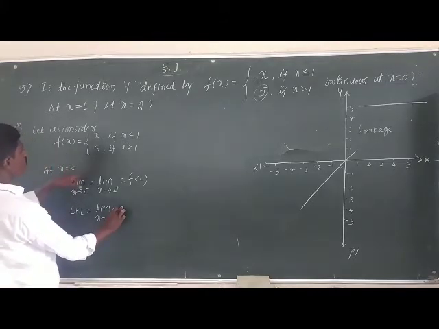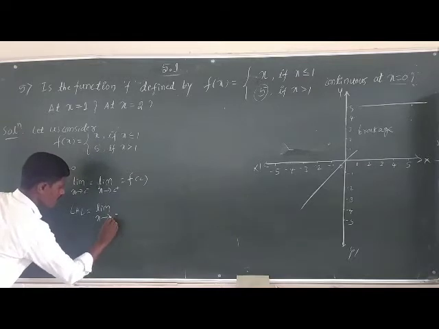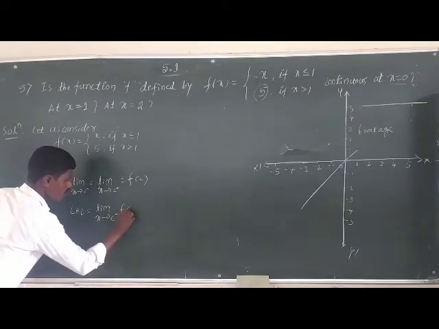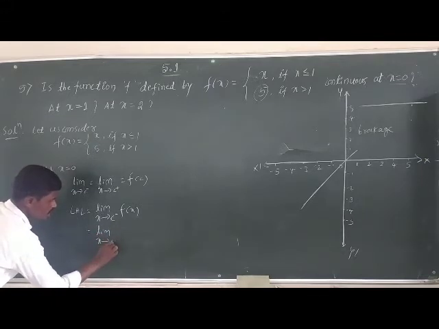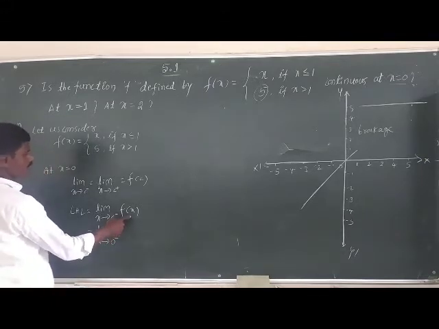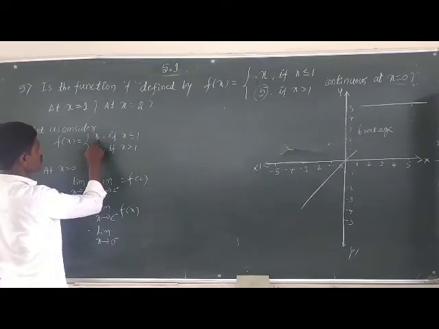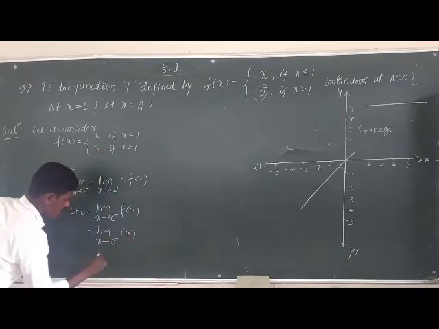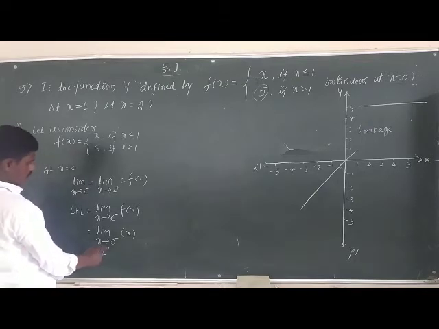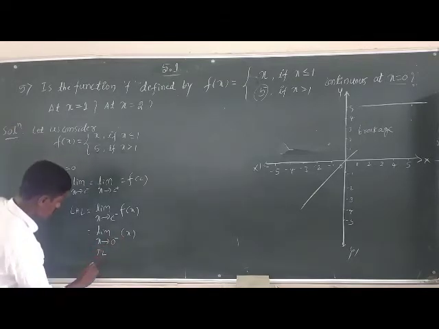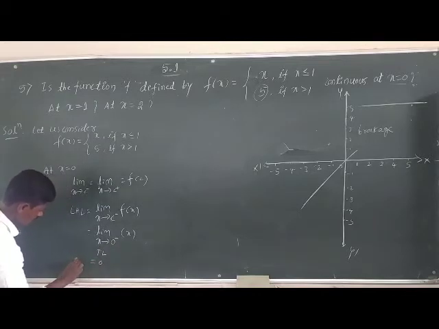What is f of x here? We can write this as the limit as x tends to c minus of f of x. So the limit as x tends to 0 minus, where the function for x less than 1 is x. Taking the limit means putting the value x equals 0 here, because the limit is 0. The value of LHL is 0.